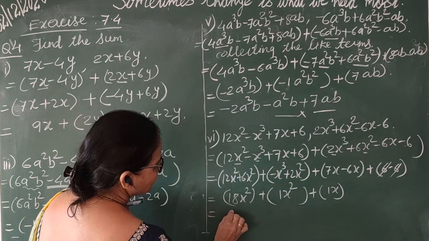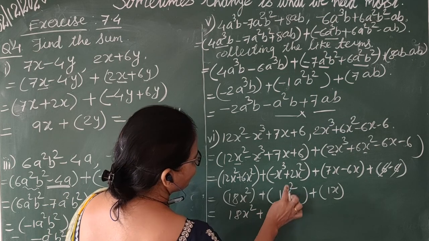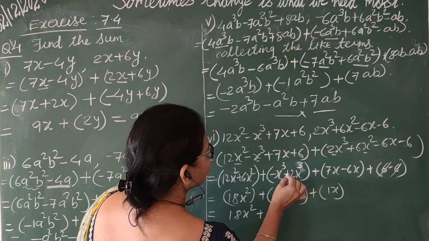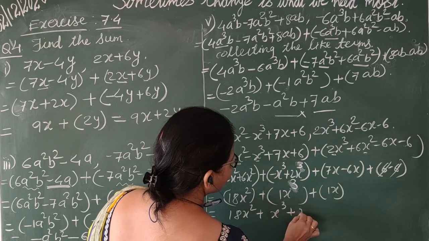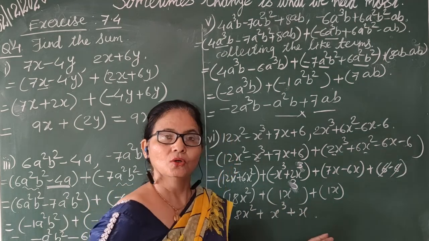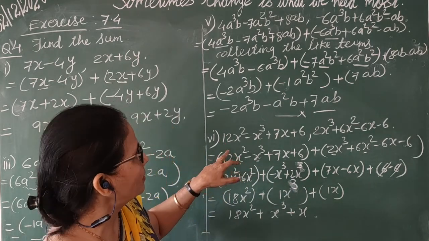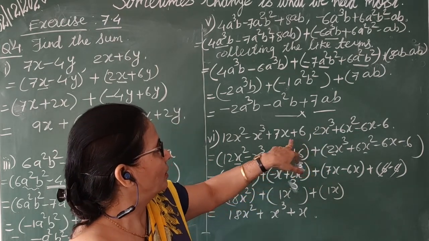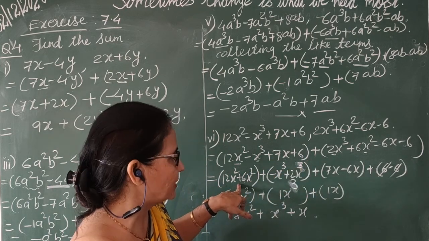Now remove the bracket. 18x square plus, sorry, here x cube is there. 18x square plus x cube plus x is the solution, is the answer of the given question. So just remember, you have to take bracket in both the expressions. Keep both the expressions in the bracket, use plus sign, then collect the like terms.